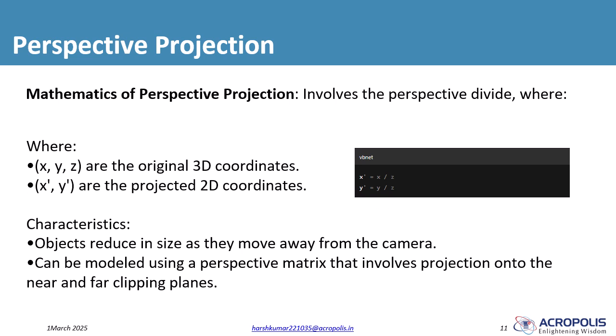Characteristics of perspective projection are: objects reduce in size as they move away from the camera, and it can be modeled using a perspective matrix that involves projection onto the near and far clipping planes.